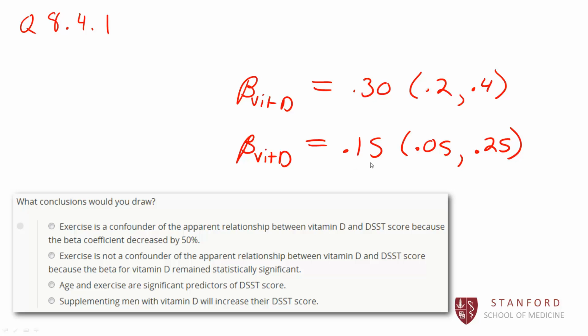It was reduced by 50%. That's an indication that we have confounding. Exercise is a confounder of the relationship between vitamin D and DSST score. So A is correct here.